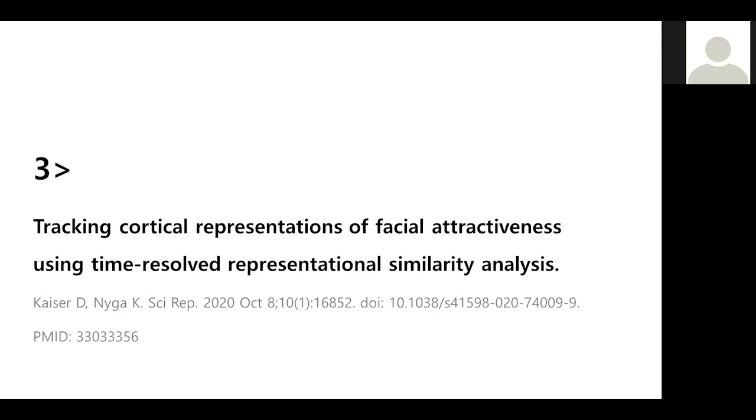Let's move to the third literature. The third literature is about tracking cortical representations of facial attractiveness using time-resolved representational similarity analysis.